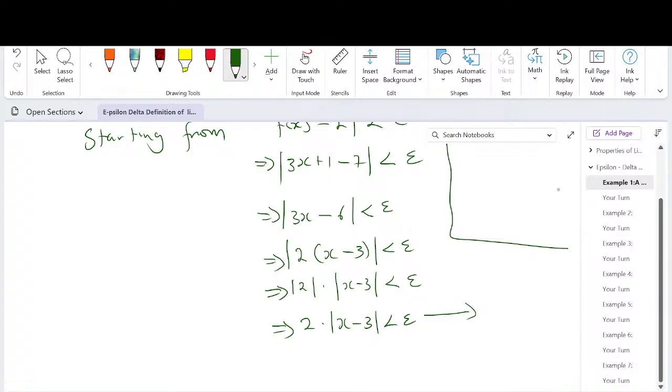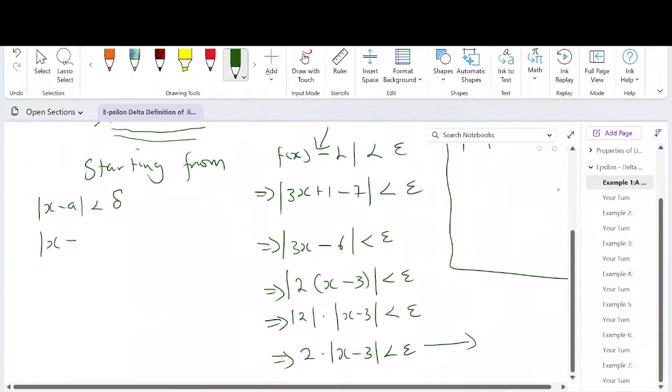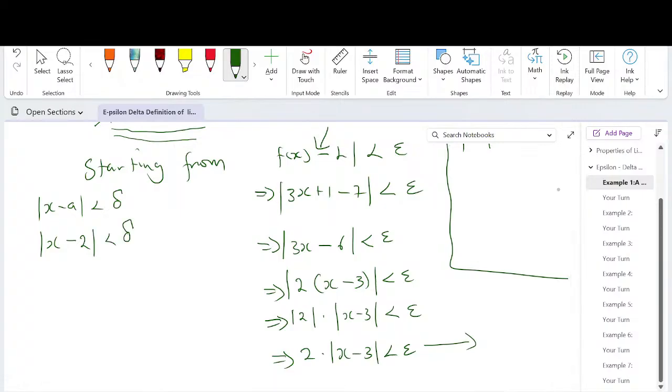Okay, so to do that, you need to do this. Remember that we have the absolute value of x minus a, which is less than delta. The value of our a, according to this, is 2. That means we are having the absolute value of x minus 2 to be less than delta. So if you look at this, let me call this 1 and let me call this 2. If you look at 1 and 2, you see that, oh, sorry, I think I made a mistake here.